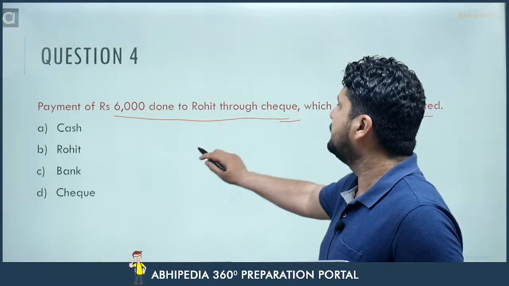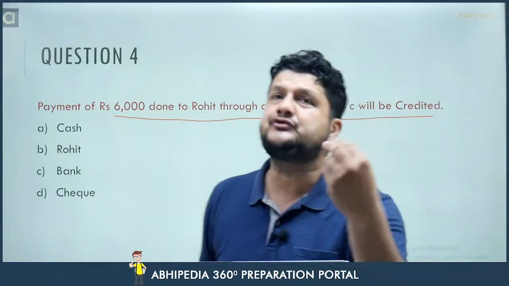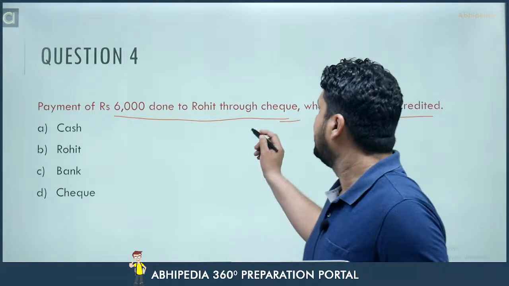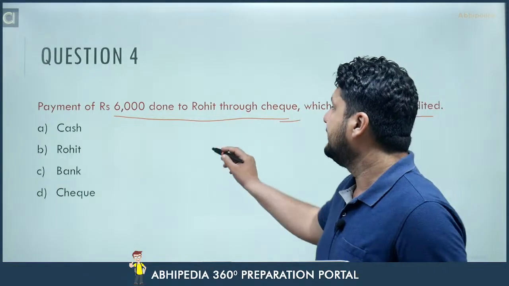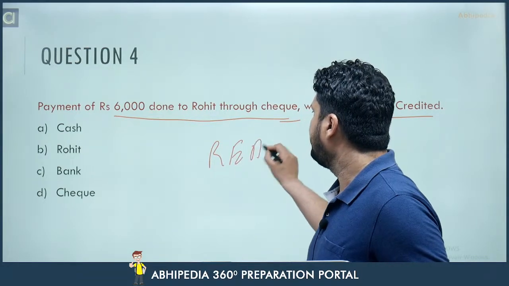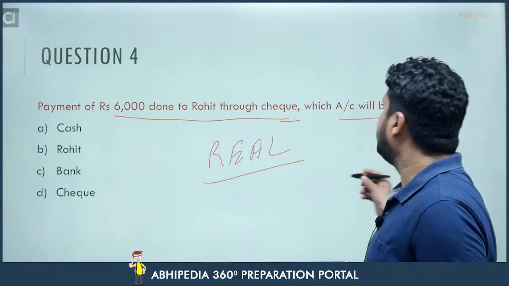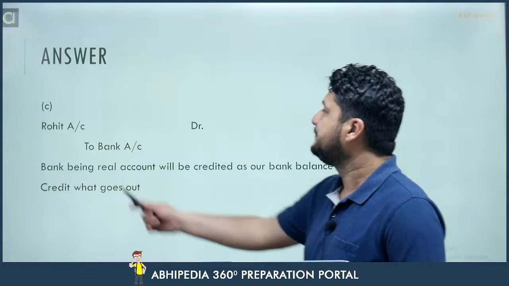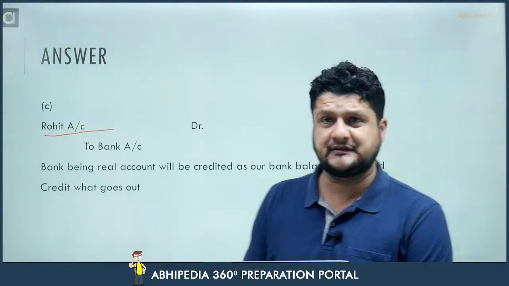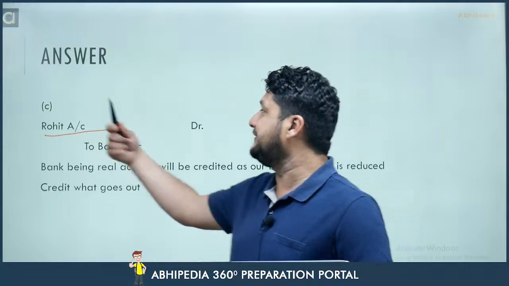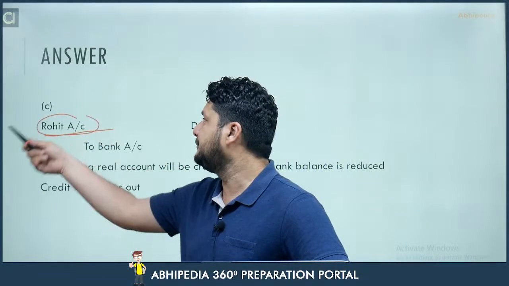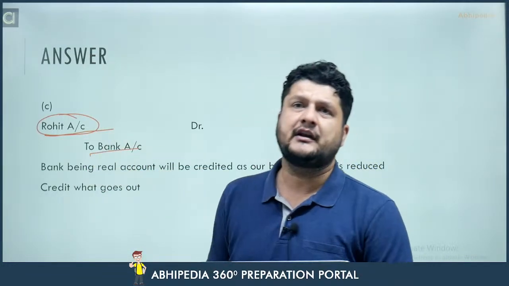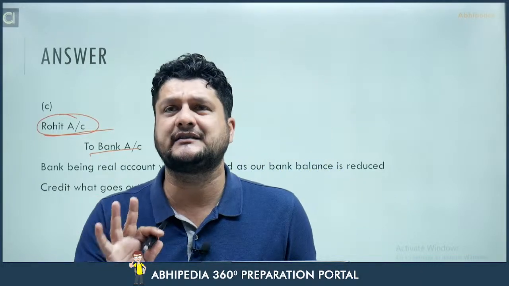So I am explaining: we have made the payment, and the payment is made through check. So our bank balance will be reduced, and our bank account is a real account, and for that you will use credit what goes out. So bank account will be credited, and the journal entry will be Rohit account debited. Rohit is a personal account and he will be receiving that money, so he will be debited according to the rules of personal account, and bank will be credited. Credit what goes out. I hope it is clear to everyone now.